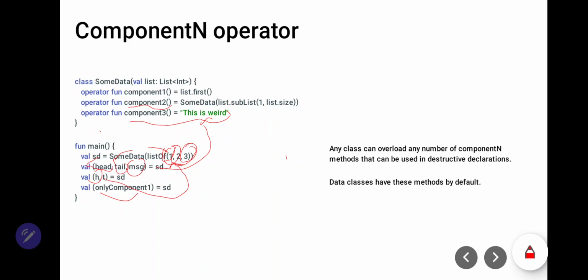Okay, I hope you understand about this component and operator, and that we use class, not data class, and then we used component 1, 2, 3 for destructuring declaration, because we use class, and it is different from data class. If we use data class, this is simpler. I hope you understand about this component and operator for destructuring an object.